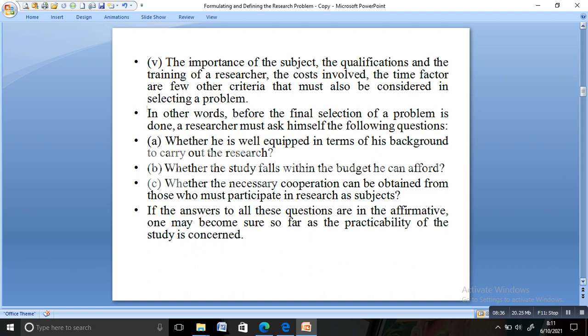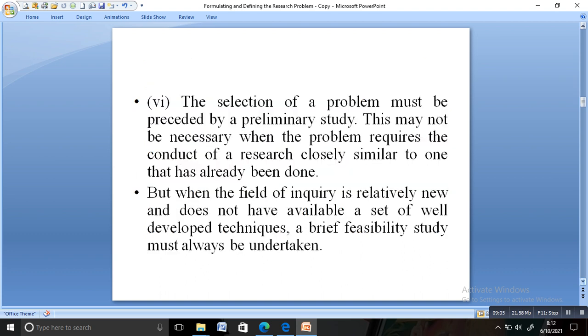So before defining your problem, you should think of whether you are equipped with the background to carry out the research, whether the study falls within the budget, and also whether you will be getting cooperation from the people who are participating in the study. Then, if the questions are answered, you can proceed with the research problem. And finally, while selecting the research problem, we can do a preliminary study.